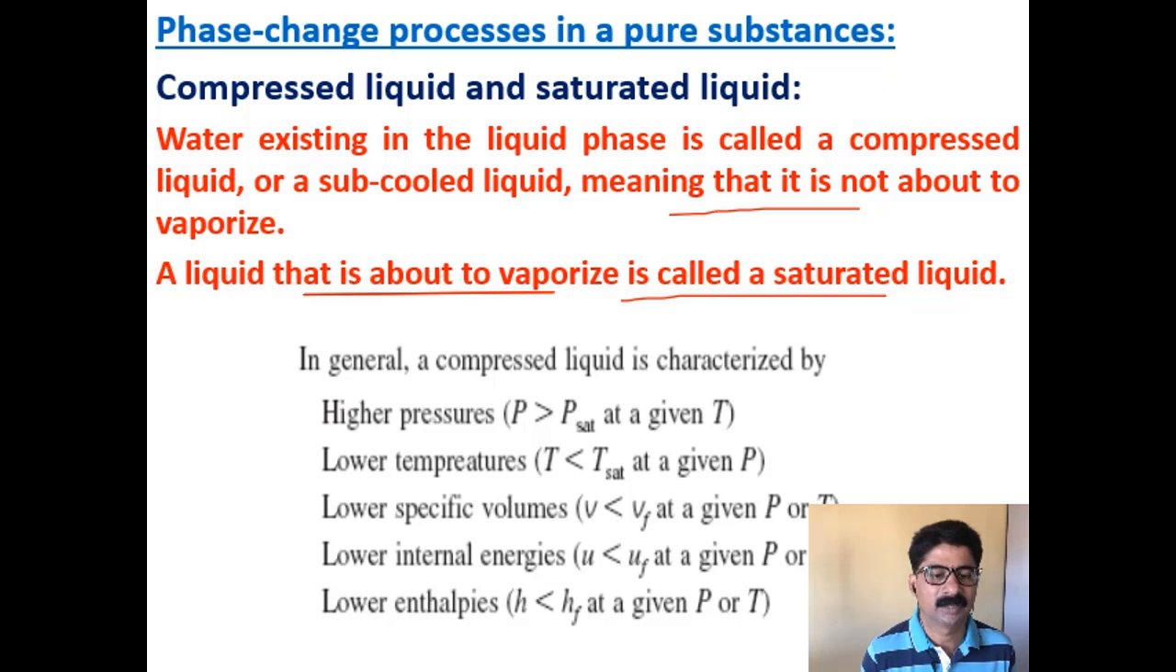Now a compressed liquid is characterized by these parameters. The pressure should be more than the saturation pressure for a given temperature. The temperature should be less than the saturation temperature at a given pressure. Specific volume should be less than Vf at a given pressure or temperature. Internal energy has to be less than Uf, the internal energy of saturated liquid at a given pressure or temperature. Similarly, enthalpy should be less than the enthalpy at the saturation point. Here Hf, Uf, Vf are the values of enthalpy, internal energy and specific volume at the saturation point, meaning the point where it is about to vaporize. So the values of these quantities should be less than the value at the saturation point.